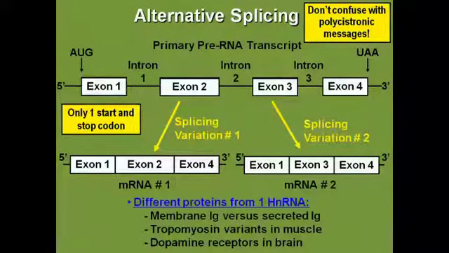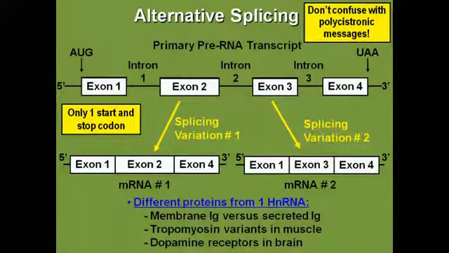Where do you see this practically? Well, the board exams expect you to know that from one single heterogeneous nuclear RNA, or think of that as a pre-mRNA, you can make different immunoglobulins. For example, when a B cell is first produced, the immunoglobulins are all going to be membrane bound. And then as that B cell matures into a plasma cell, the antibodies typically are all going to be secreted from the cell.